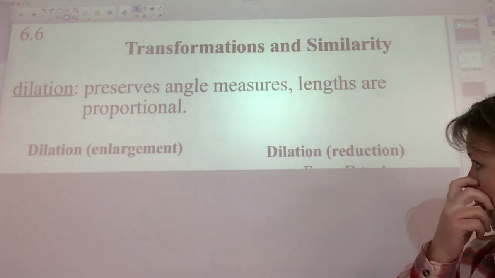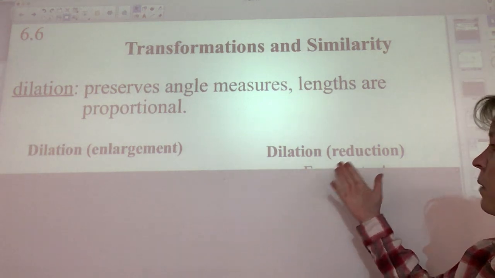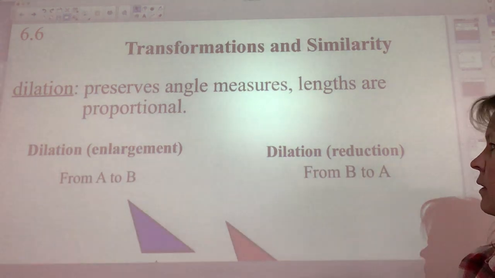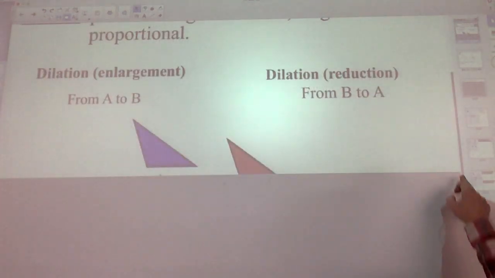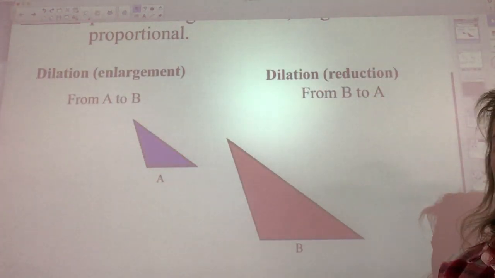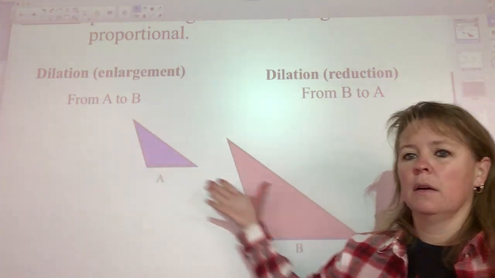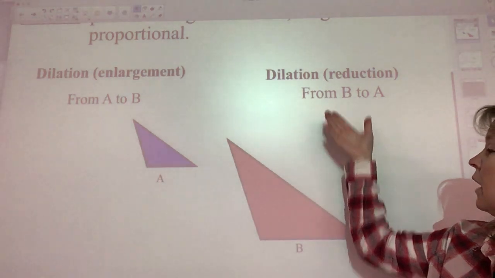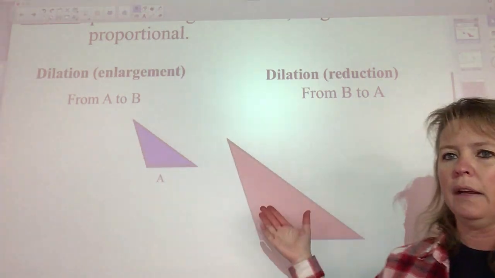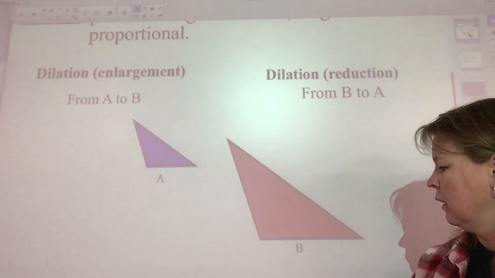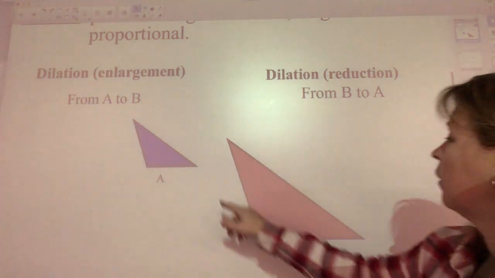But the two different kinds of dilation, enlargement or reduction, are exactly what they say they mean. If we have a picture like this, a dilation of an enlargement would be from A to B, because obviously A would have to enlarge to B. Reduction if you went from B to A. So the one word is dilation, but the two ways to describe it could be enlargement or reduction.